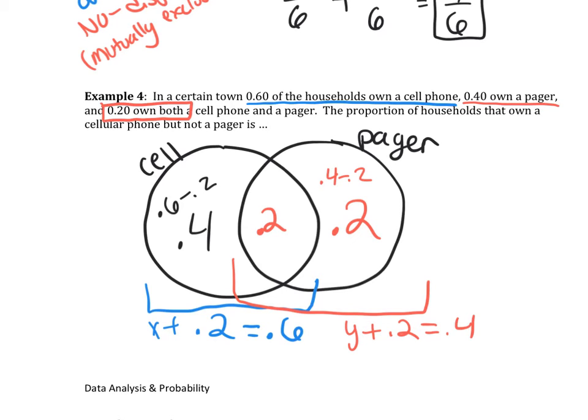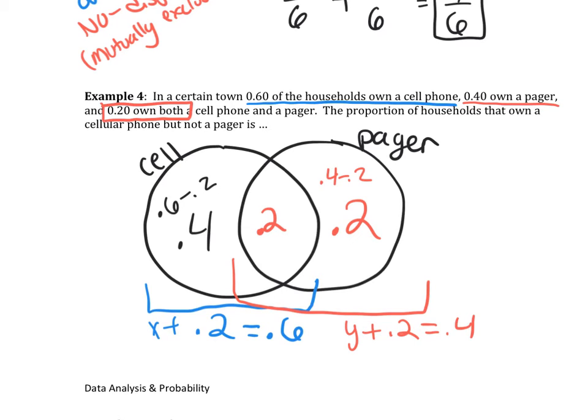So we have houses that have pagers, we have houses that have cell phones, we have some that have both. Okay, so this circle is representing all the houses that have cell phones. That circle is representing all the houses that have pagers. Where they overlap, these are the houses that have both. So you got to start from the inside and work your way out.